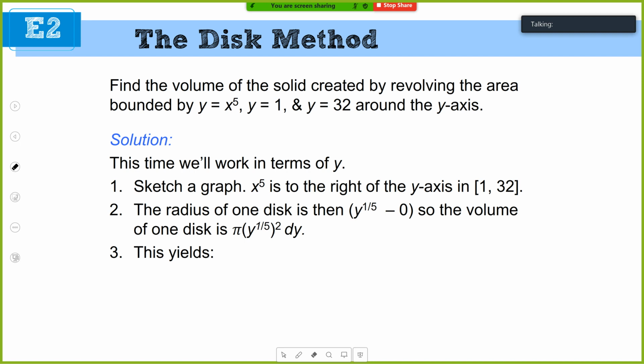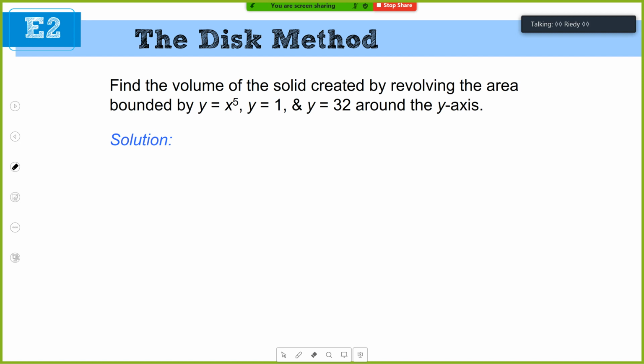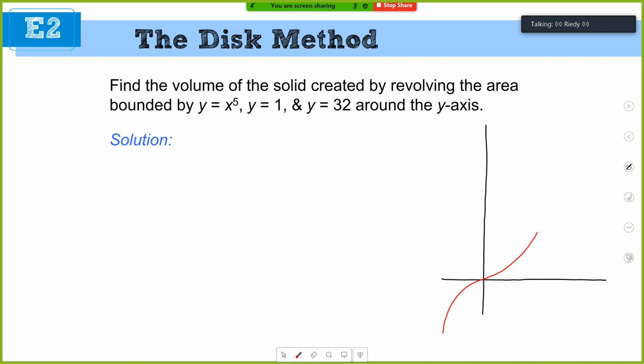Okay, so before I go through all of this, because I don't have a picture, I'm going to sketch a picture of what's going on here. So I've got this function that looks something like this. And I want to take rectangles from 1 up to 32, and I'm going to revolve around the y-axis. So one way to show your axis of revolution is to draw a little arrow around it so we know which way we're revolving.